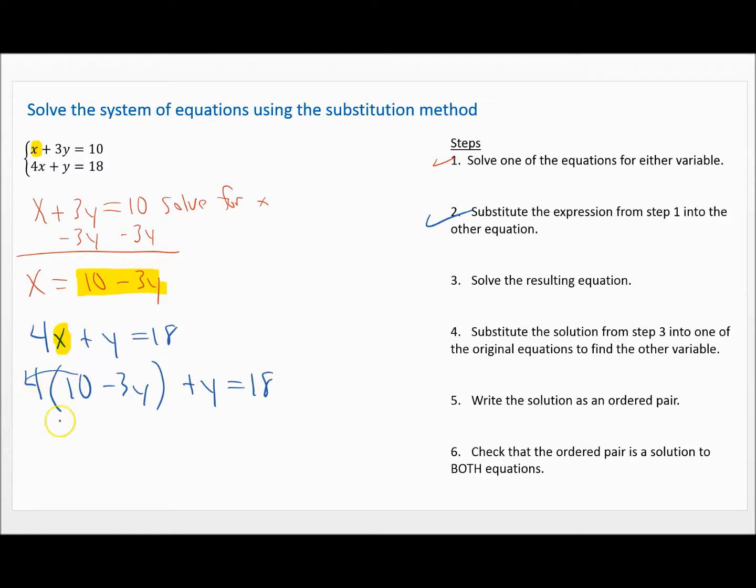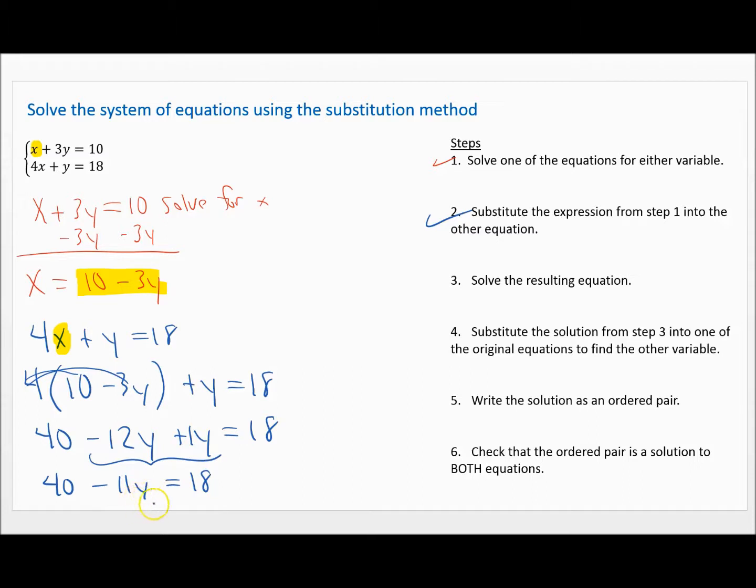So 4 times 10 is 40. 4 times negative 3y is negative 12y. And then the plus y is out here, equals 18. Remember, now I need to combine like terms. So 40, now negative 12 plus, remember there's a 1 right there, is negative 11y equals 18.